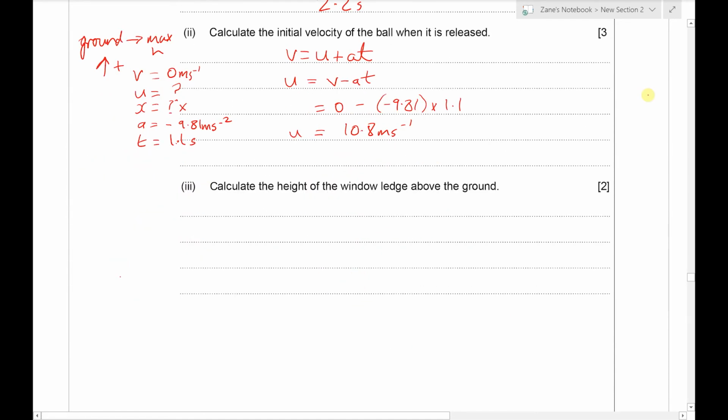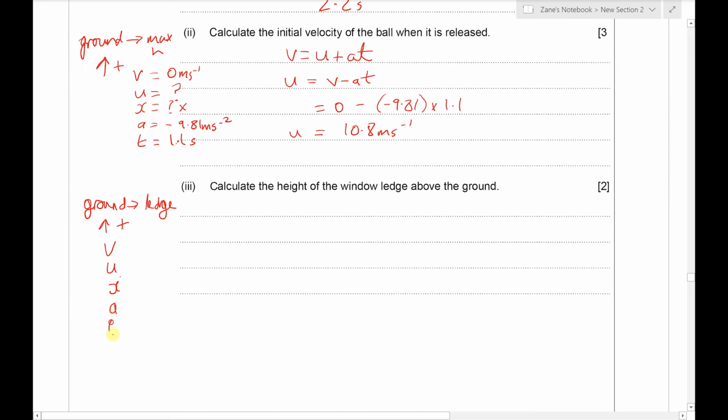For the next part of the question, we're asked to calculate the height of the window ledge above the ground. So again, it's really important to be clear of exactly what part of the motion we're looking at. So we're going to be looking at the motion from the ground to the ledge. We're still going to take upwards as positive.